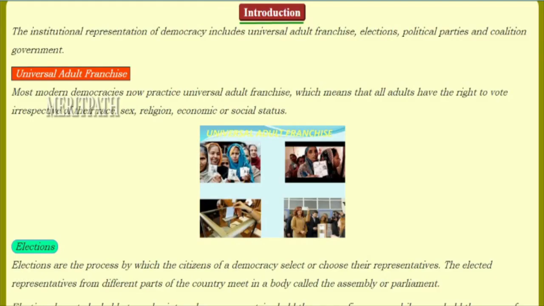Let's study about a new chapter called Institutional Representation of Democracy. This institutional representation of democracy includes universal adult franchise, elections, political parties, and coalition governments. So let's study in detail about these things.